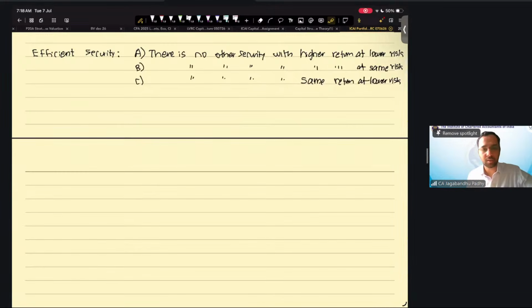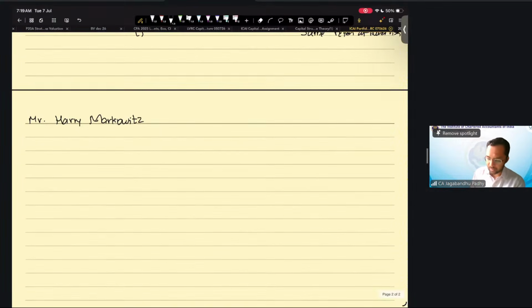Then comes the founding member of this portfolio management theory, Mr. Harry Markowitz. Now, this guy, the Nobel Prize winning Harry Markowitz, came up with this concept of portfolio theory, this proposition with regards to the types of investors that we observe in the market. So Harry Markowitz said that there are three types of investors available in the market.